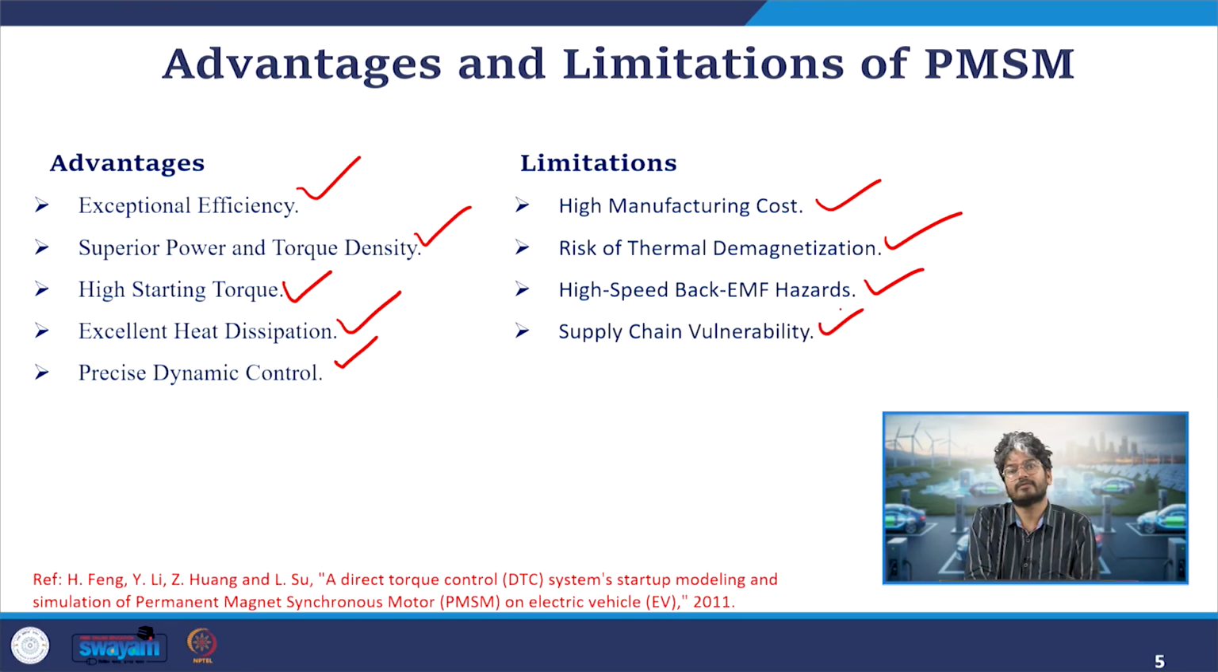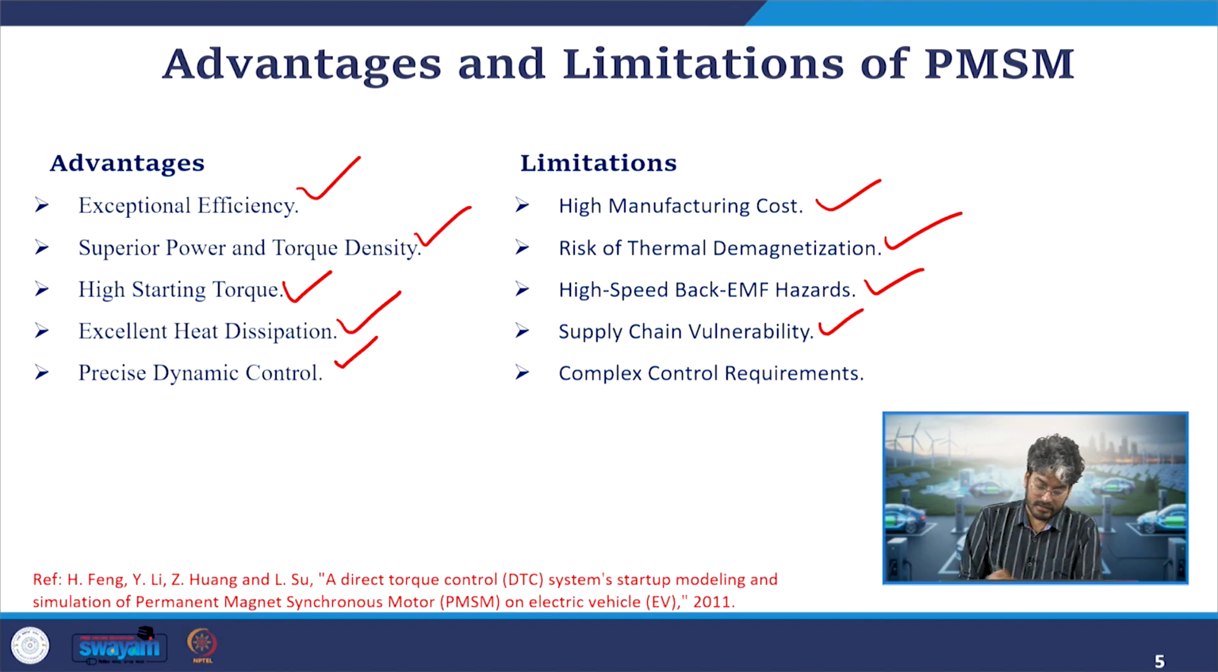Supply chain vulnerability, because we do not have any resources of rare earth material, and plenty of it is imported. So this is a major concern when we go into the PMSM. Then complex control requirement. This is not a self-starting machine. So how will it be started? We will go for a slow ramp up, that is we will increase the frequency slowly. Suppose the motor is rated for 50 hertz, we do not directly apply 50 hertz, we will slowly ramp it. So this is one way of starting our PMSM.